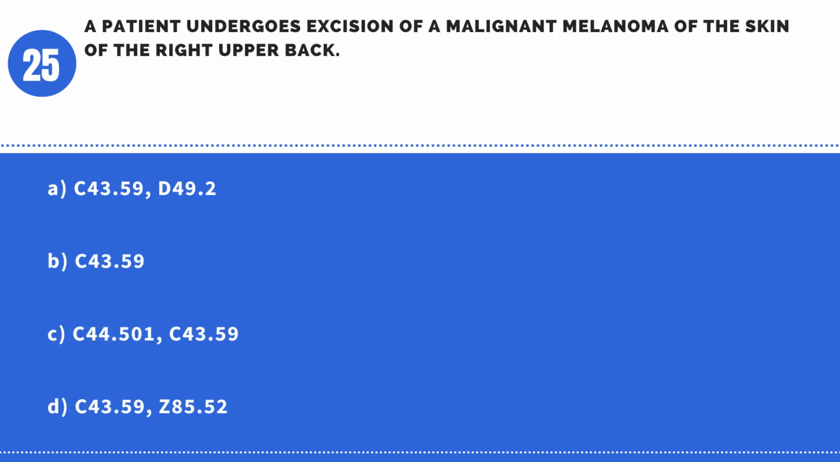Question 25. A patient undergoes excision of a malignant melanoma of the skin of the right upper back. A. C43.59, D49.2. B. C43.59. C. C44.501, C43.59. D. C43.59, Z85.52.